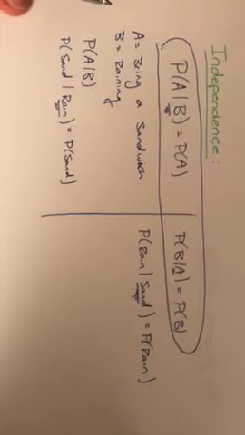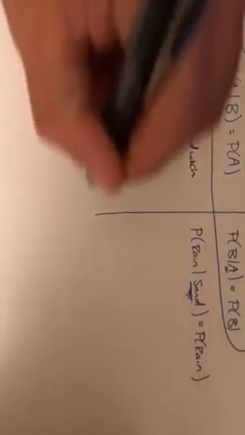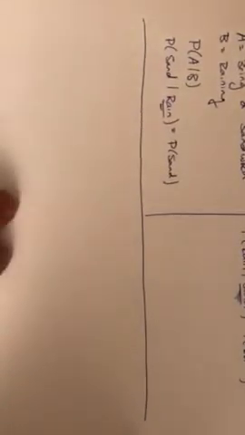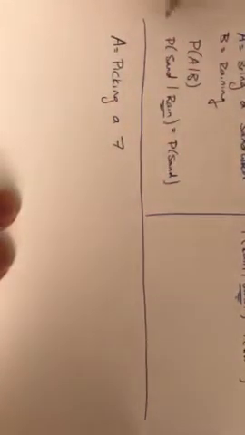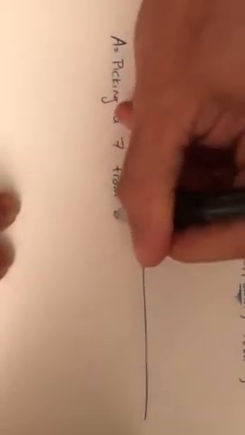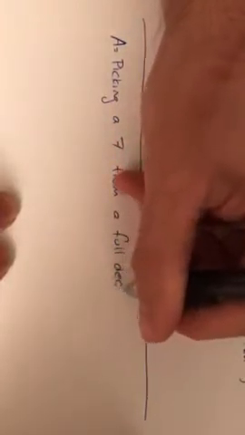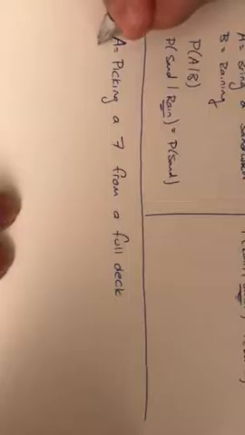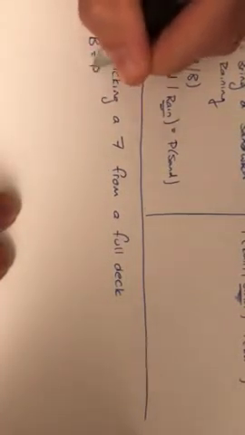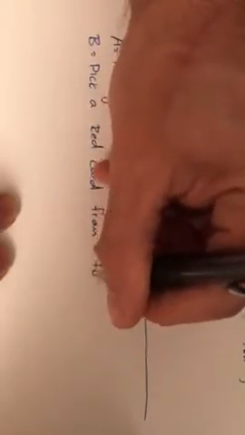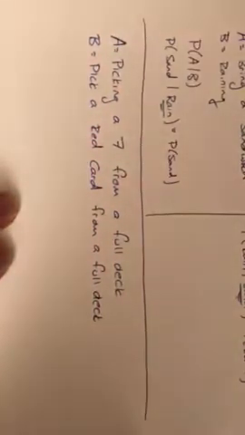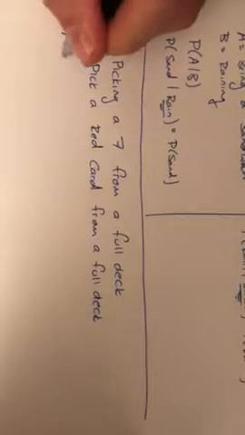So let's give an application to this so you guys can understand it a little bit more. Okay, let's say we've got two events. Event A would be picking a 7 from a deck of cards. A full deck. Okay, and we'll say event B would be picking a red card from a full deck. And I want to know, are these events independent?